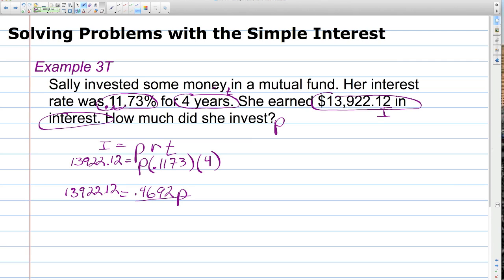And I'm going to solve that equation by dividing each side by 0.4692. And when I divide those two numbers out, something you just use a calculator for, it comes out to be $29,672.04. That's a 0, not a 6. So Sally invested almost $30,000 to earn that kind of money over 4 years.